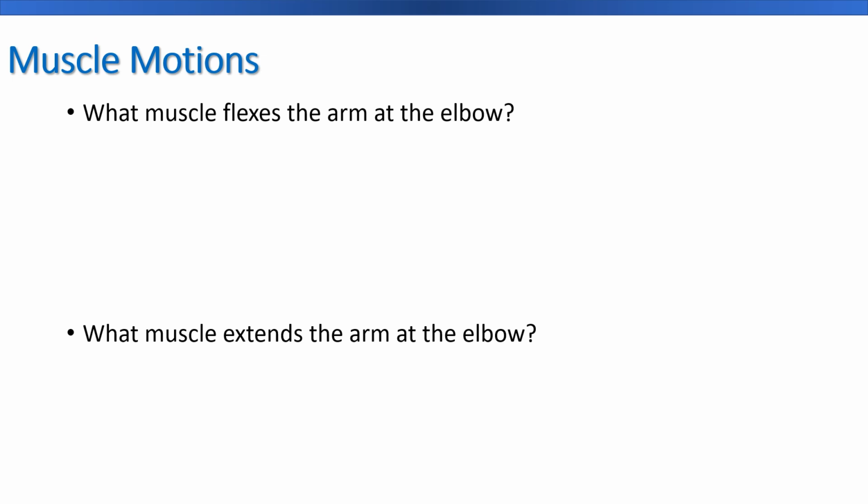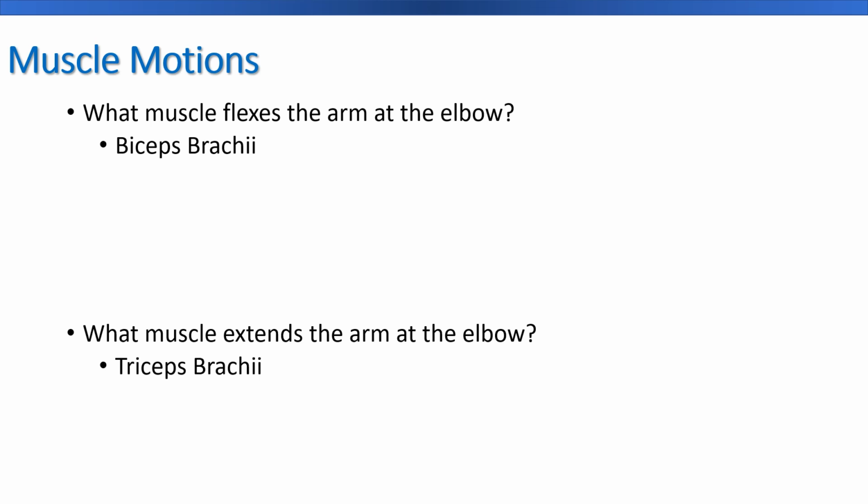All right, so muscle motions. What muscle flexes the arm at the elbow? Well, that is going to be the biceps brachii. And then what muscle extends it at the elbow? That's going to be the triceps brachii. So we can then say that the biceps and the triceps, because they work opposite of each other, are an antagonistic pair.